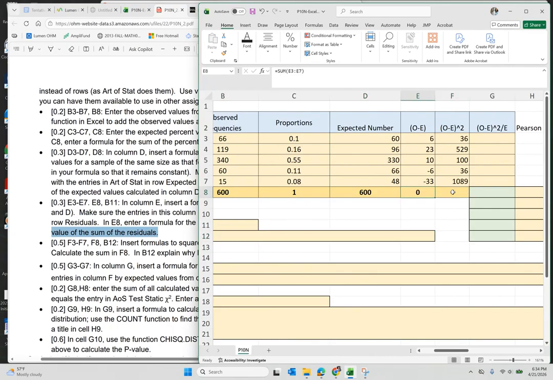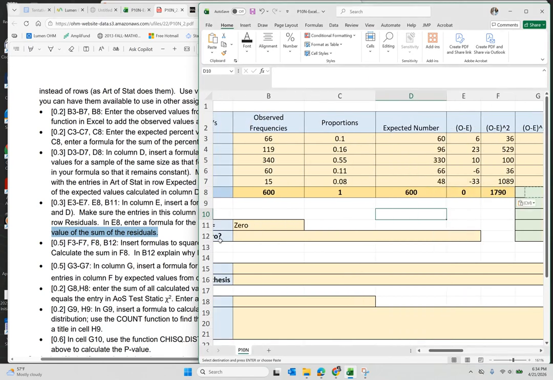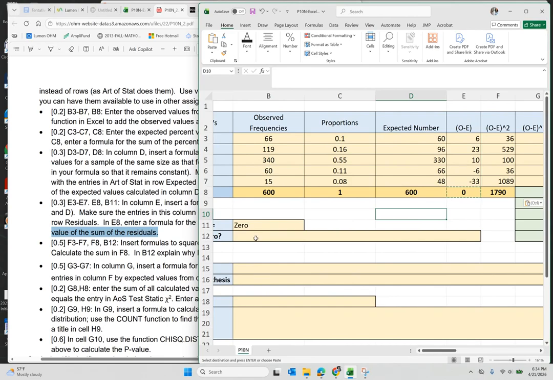So let's find this sum again. I'm going to copy and paste the sum formula. Why is it not 0 anymore? And now it is 1790. The answer is, why is this not 0? It is the sum of squares, and squares are positive.